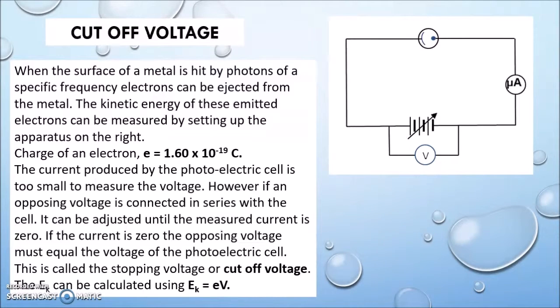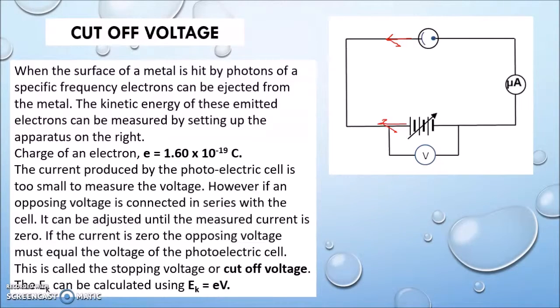Now, when we change the voltage on this power supply and measure what the voltage is, if we change it enough, the voltage is pushing against the voltage that's produced by the photoelectric cell. When these two voltages are equal, we get zero current.